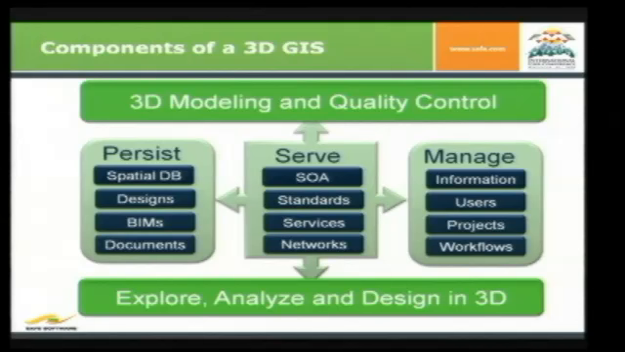Then the middle piece is persisting the data in a spatial database, such as Oracle or SQL Server. Design data, as design files, so DGN files or AutoCAD files. BIM, so building information model, is like the equivalent of GIS for buildings. And standard documents, serving this data through a service-oriented architecture, through standards like CityGML, web services, and so on. You also need to manage information, users, projects, workflow, and all of this to have an integrated system working together.